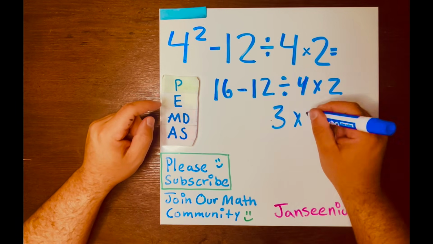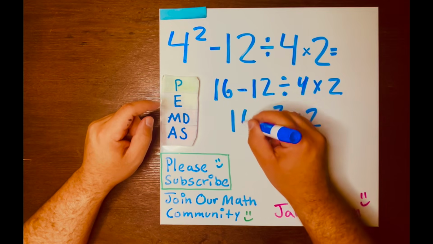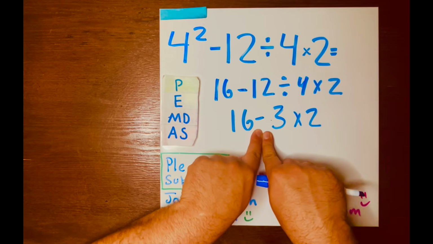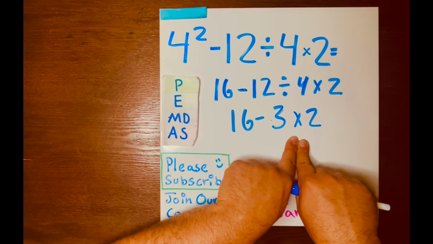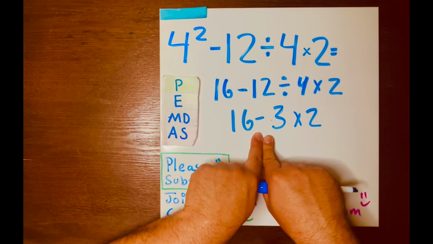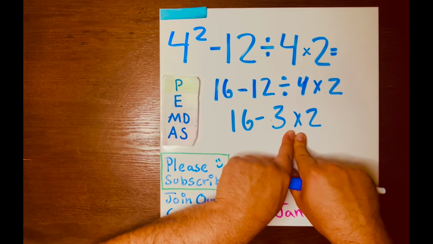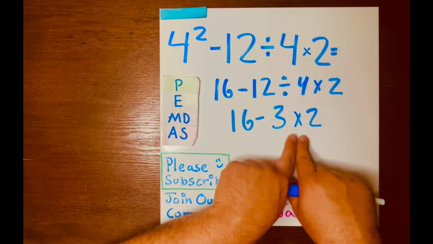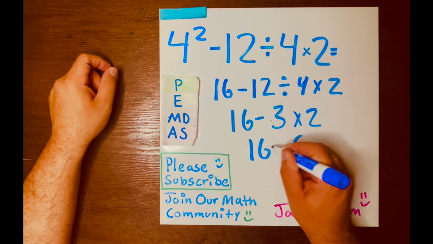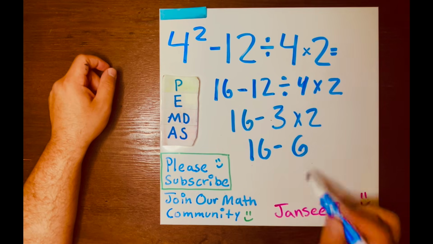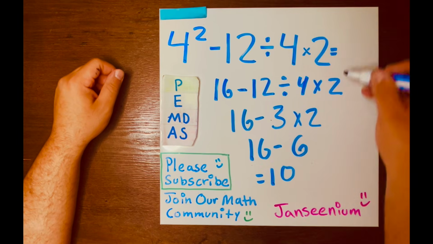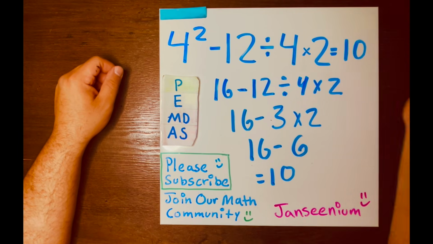Next, I drop the times 2 and also drop the 16 minus. You start looking at the first operation and then work towards the right. So left to right. So does subtraction go first? No. Does multiplication go first? Yes. What is 3 times 2? 6. Good job. Next, I drop the 16 minus. And what is 16 minus 6? Easy. 10. So the answer is 10.